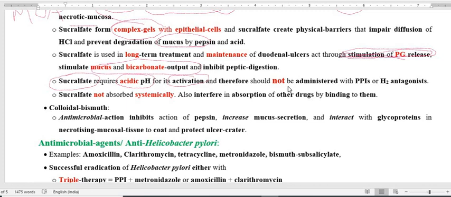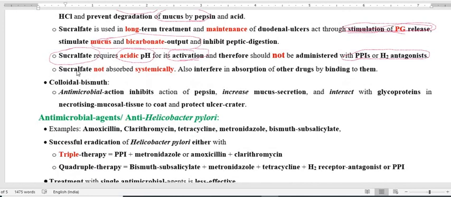Therefore, because its activation requires an acidic environment, sucralfate should not be used along with a proton pump inhibitor or H2 receptor antagonist. Another property of sucralfate is that it is not absorbed systemically. So this is about sucralfate.